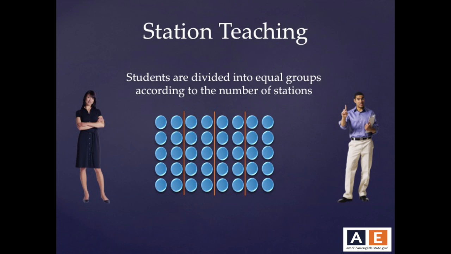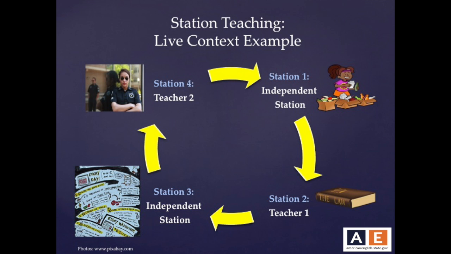An important step in the station teaching model is to divide the students into equal groups. So in our situation, we have 40 students, and since we have 4 stations, we'll divide them into 4 groups of 10. So let's look at a specific example. If we think back to our unit on protecting the environment, we could have 4 stations related to the topic of how to protect the environment by recycling.